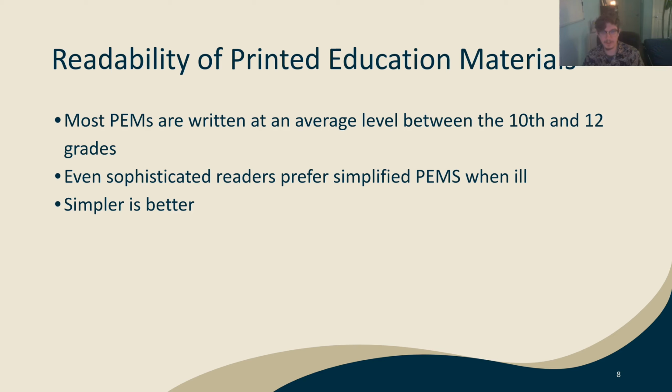We've already kind of learned about them, but something important to note is that most printed educational materials are written at an average grade level of 10th to 12th grade. Remember, the average adult reads at the 8th grade level. So 10th to 12th grade is quite a bit above that, and your average adult is probably going to have a hard time understanding it.